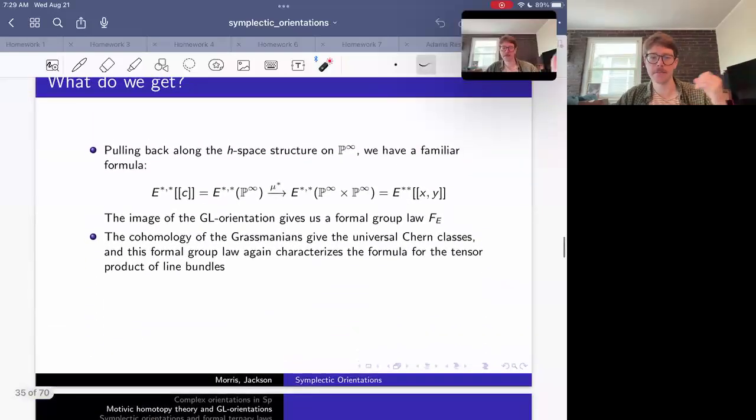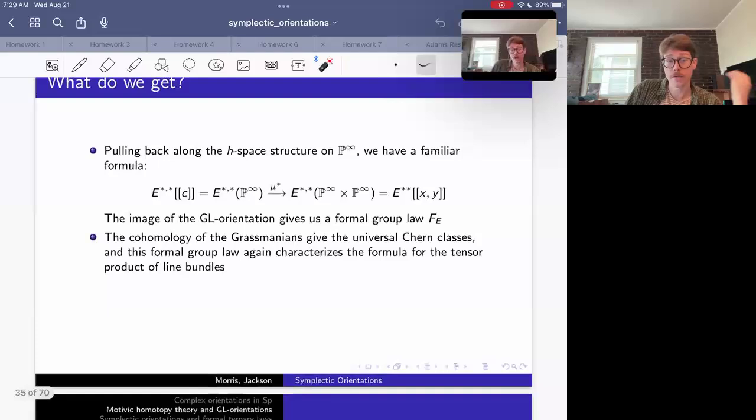And I get a similar statement for Chern classes. The cohomology of the Grassmannians is going to give us the universal Chern classes. This formal group law is going to characterize the formula for the tensor product of algebraic line bundles now. So a lot of the same story still holds. If I look just at the geometry, or even just at the algebra, I have a way to associate to a GL-oriented spectrum a formal group law.